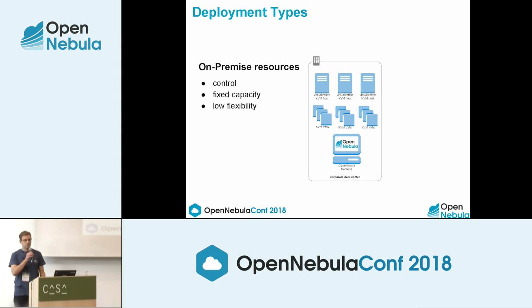So I believe most of you are running some on-premises resources, some servers. There are valid reasons behind this. You have great control over your resources, but you probably are aware that the capacity of what you have in your server room or your data center is fixed. And if you need to grow your on-premises resources, you need to plan in advance, which means there is low flexibility in how you can grow your existing resources.